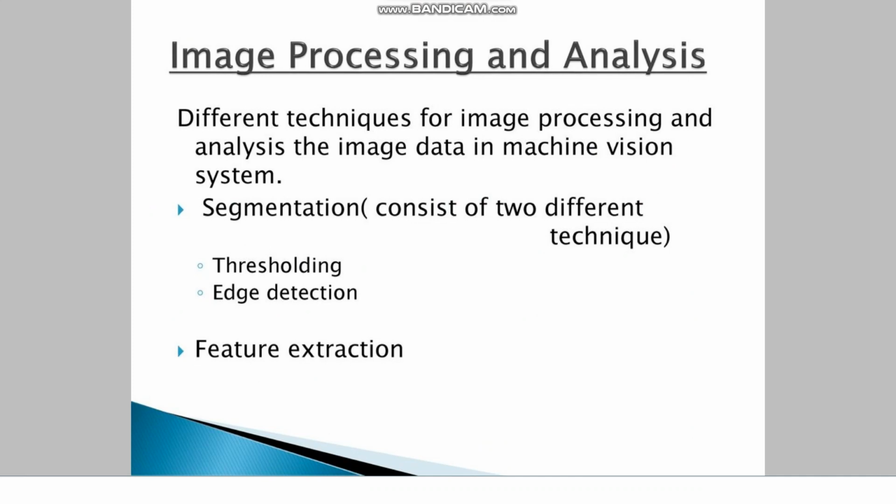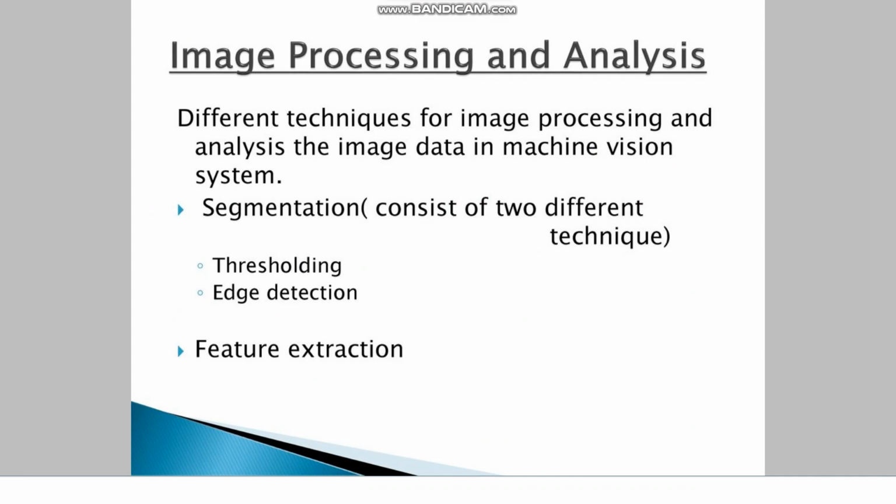One component's dimension will be captured. The standard dimension is already stored, and it is matched with the original component dimension. If it matches, it will be passed for inspection. If it is not matched, then it will be rejected. This is the original application. So for image processing and analyzing, we have two topics.